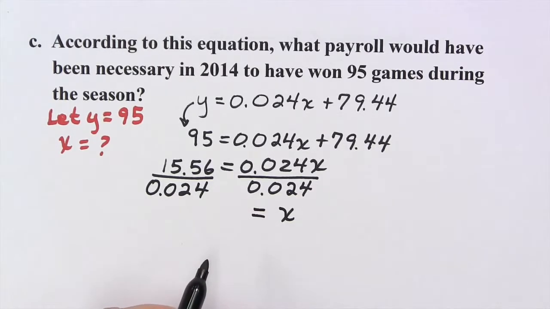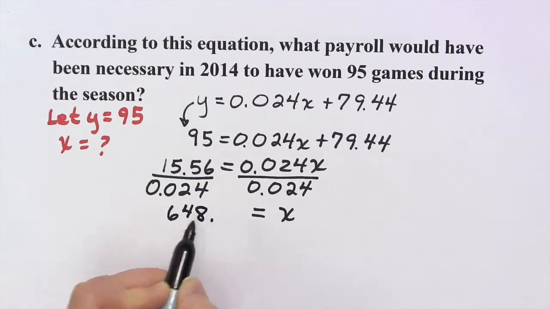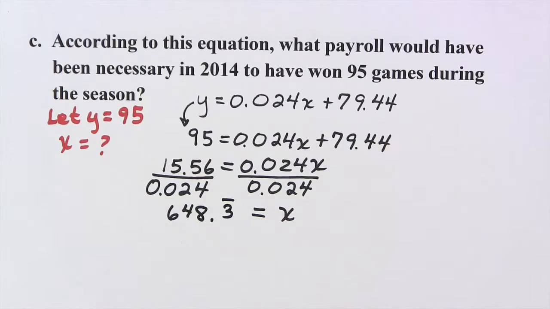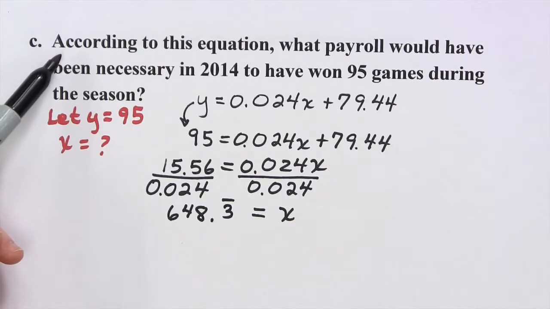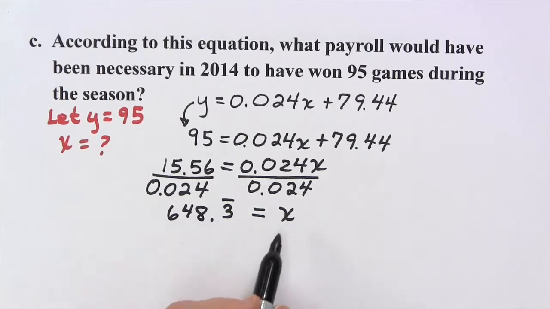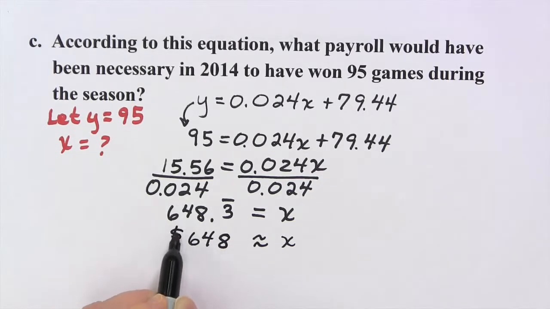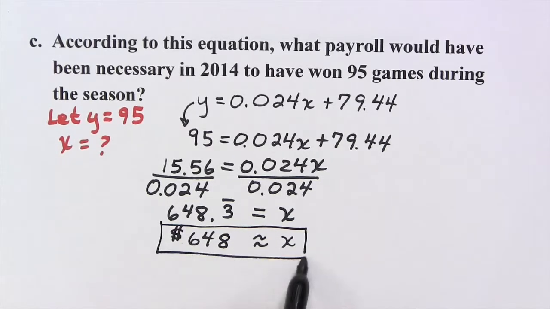I'll let you divide, but if you do so, you'll have 6, 4, 8, and then you'll have 3's continuing forever. So what is the question we are asked? According to this equation, what payroll would have been necessary? And we'll round to the nearest whole. To the nearest whole, that's 648. And remember, this is in millions of dollars, so this is what the payroll would need to be in order to win 95 games during the season.